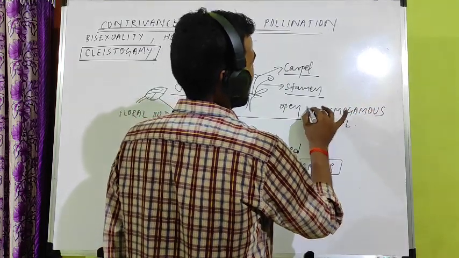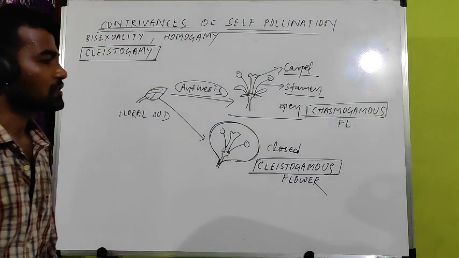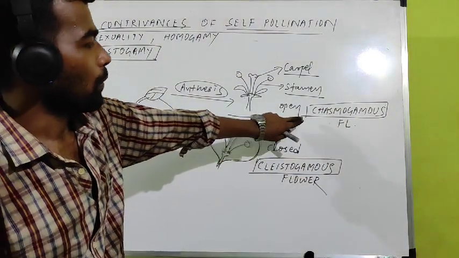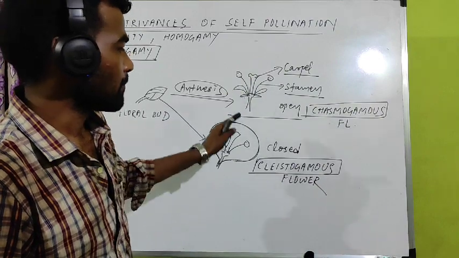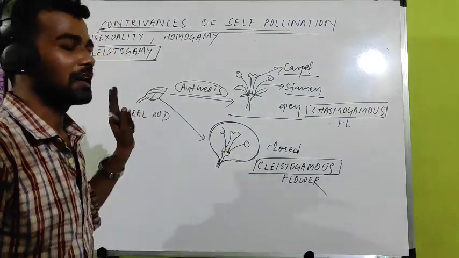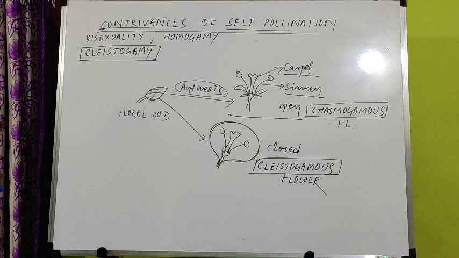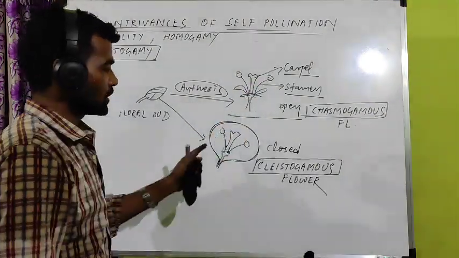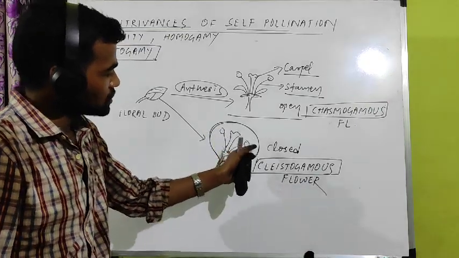Chasmogamous flower. So flowers are of two types. One is cleistogamous flower, another is chasmogamous flower. If a flower is open, it is chasmogamous. If a flower is closed, that is called a cleistogamous flower. But the important thing: here the stamens and carpels are exposed. Here the stamens and carpels are closed inside.